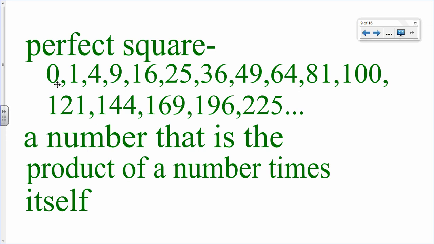So 0 is the product of 0 times 0, 1 is the product of 1 times 1, 4 is the product of 2 times 2, 9 is the product of 3 times 3, 36 is the product of 6 times 6. I strongly suggest you write these first perfect squares down from 0 all the way up to 225 and commit them to memory. It will definitely help you.